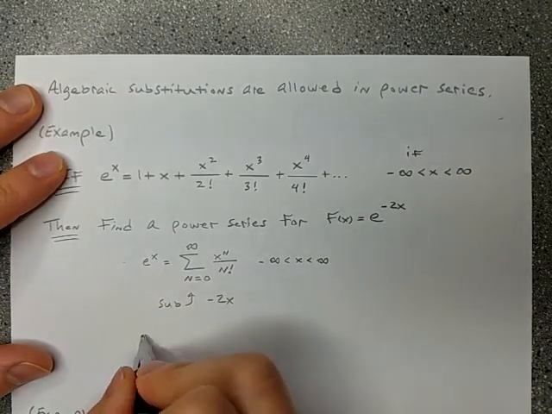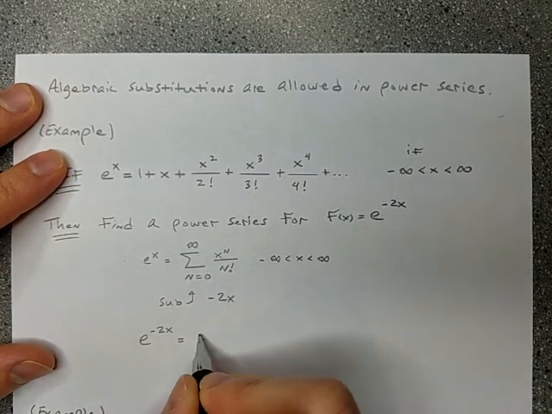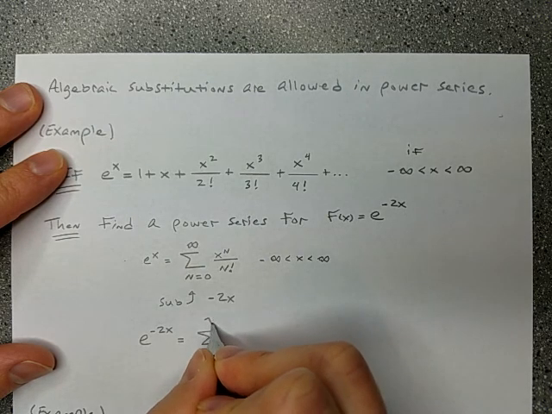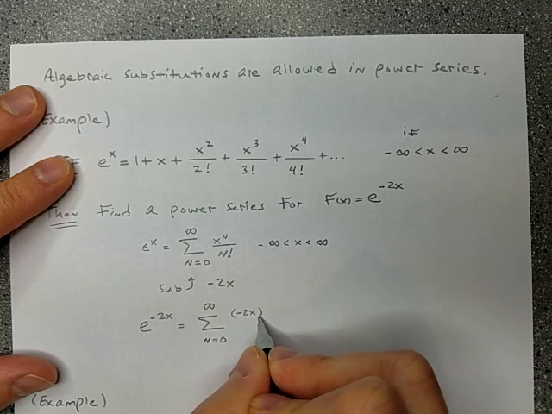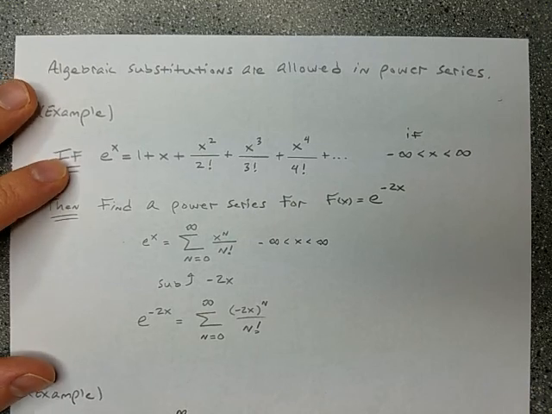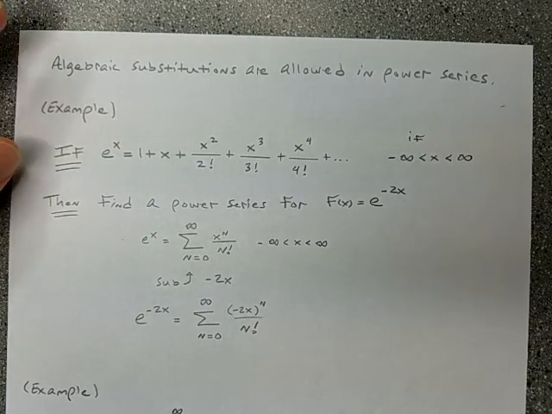And what's it going to say? e to the negative 2x equals the series from 0 to infinity of negative 2x to the n power over n factorial. For the substitution, it's that simple.